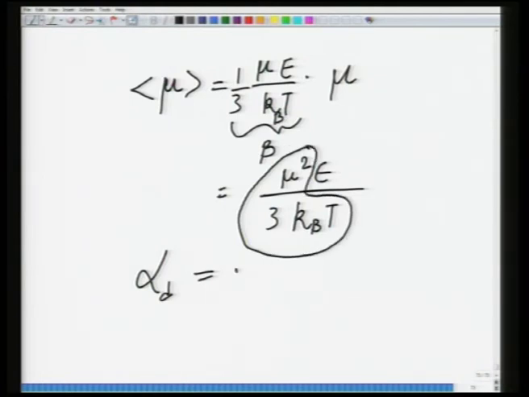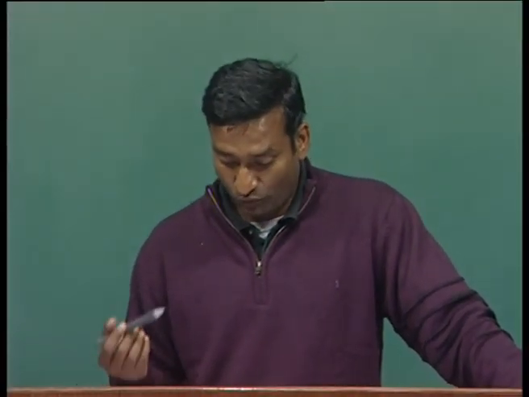So, alpha becomes mu square divided by 3 kBT. This is a fantastic expression, because now for the first time you see that the polarizability of a material is dependent on temperature. In the previous cases we did not see that. Electronic and ionic polarizabilities were independent of temperature, but what we see here is as the temperature increases, the polarizability goes down.